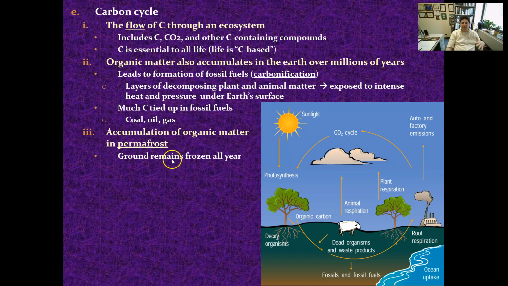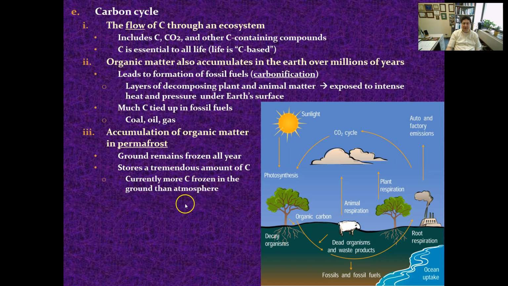Now, permafrost, because the ground remains frozen all year, can store a tremendous amount of carbon because all that organic matter has accumulated in the ground, and because the ground's permanently frozen, that organic matter is very, very slow to decay. So that organic matter is stored in that permafrost without decaying for a long time. It's estimated that there's currently more carbon frozen in the ground in permafrost than in the entire atmosphere. And again, this was formed from frozen organic matter that was either never decomposed or very, very slowly decomposed.